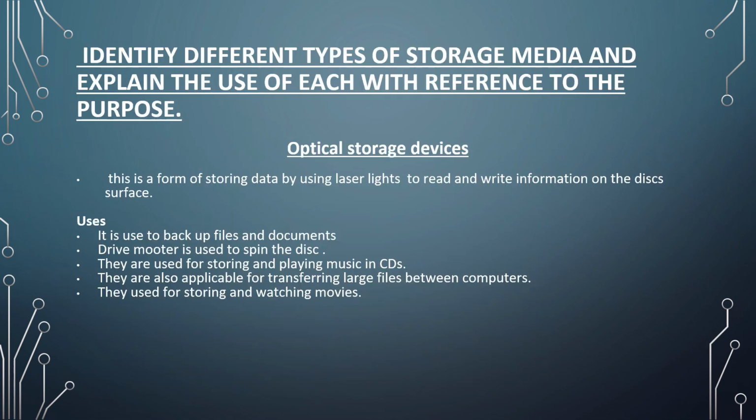The third storage media is the optical storage devices. This is a form of storing data by using laser light to read and write information on the disk's surface. The uses are backing up files and documents. The drive motor is used to spin the disk. They are used for storing and playing music on CDs. They are also applicable for transferring large files between computers. They are also used for storing and watching movies.